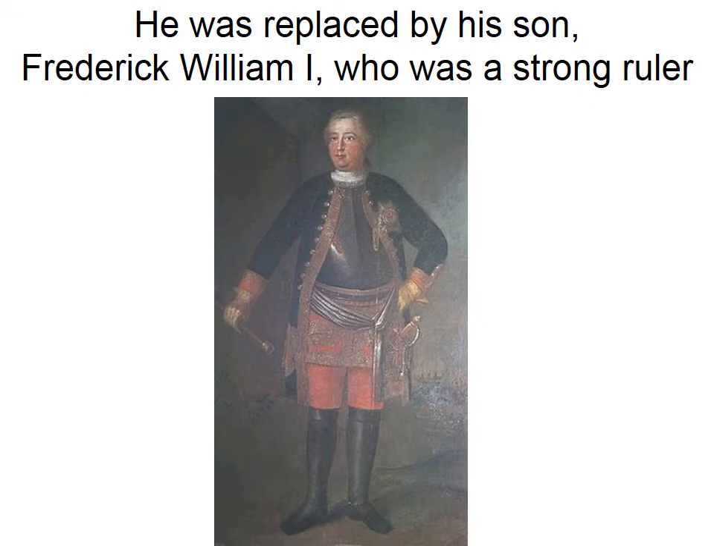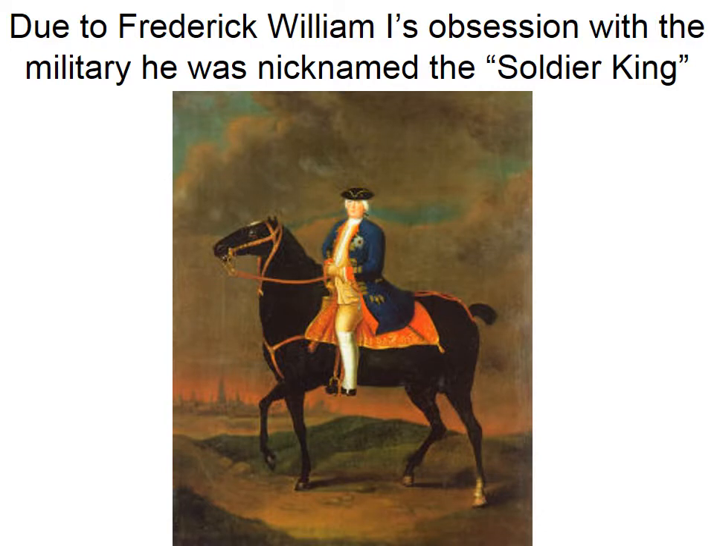And so he was later replaced by his son, Frederick William I. So we're kind of just skipping a generation here. Frederick William I is Frederick William's grandson, and he becomes a very strong ruler. He was obsessed with the military, and therefore he is going to be nicknamed the Soldier King. And this is the ruler that you watched during Tom Ritchie's video. So we're going to spend some time on him for a little bit.